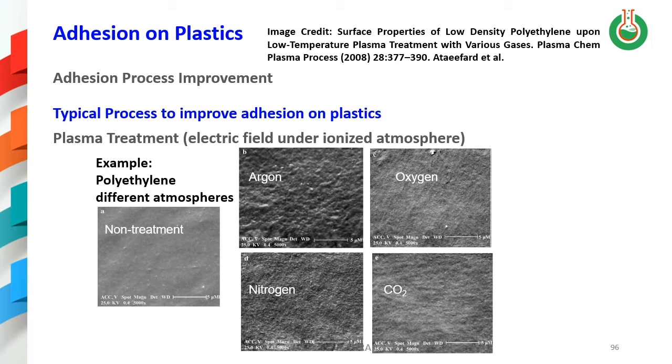Here, the influence of how different gases can produce different levels of roughness, changing the topography of the plastic surface in different ways. We have 4 example gases here: argon, oxygen, nitrogen, and carbon dioxide, showing how these gases and the atomic particles dislocated from the level of these gases can hit the plastic surface in different ways, creating different levels of roughness.